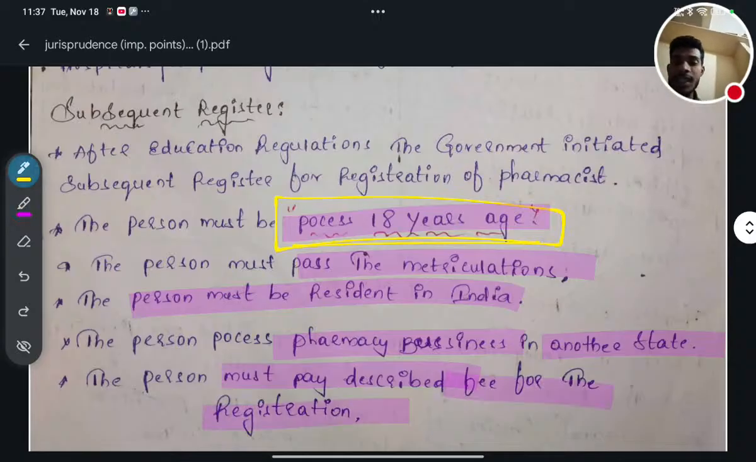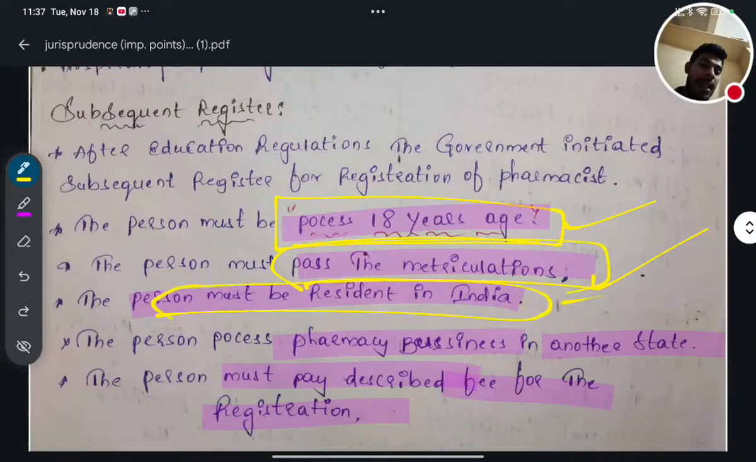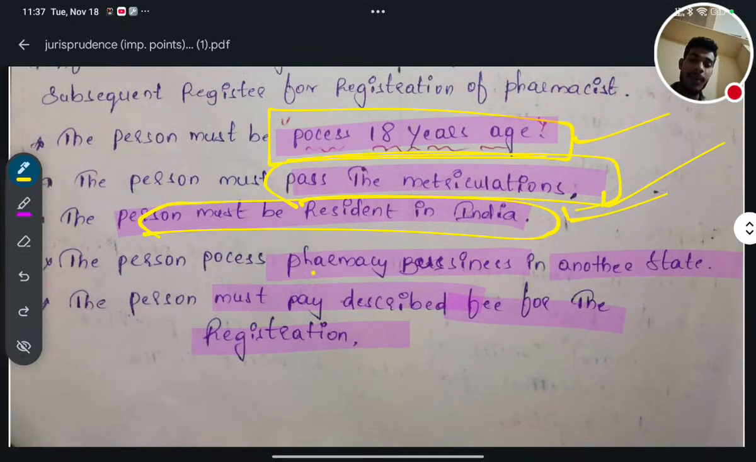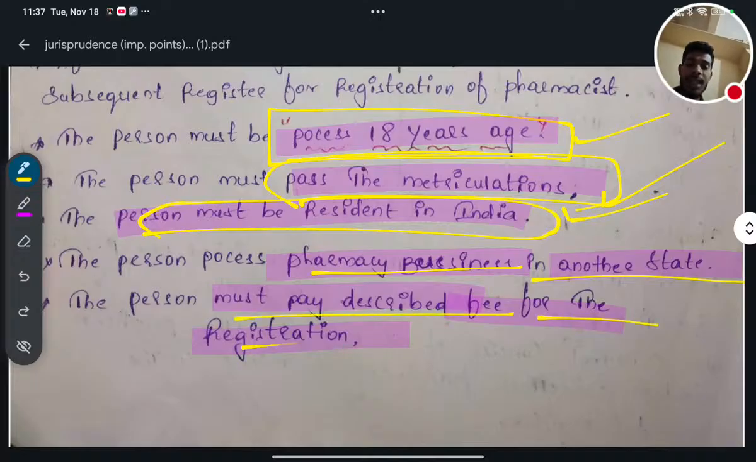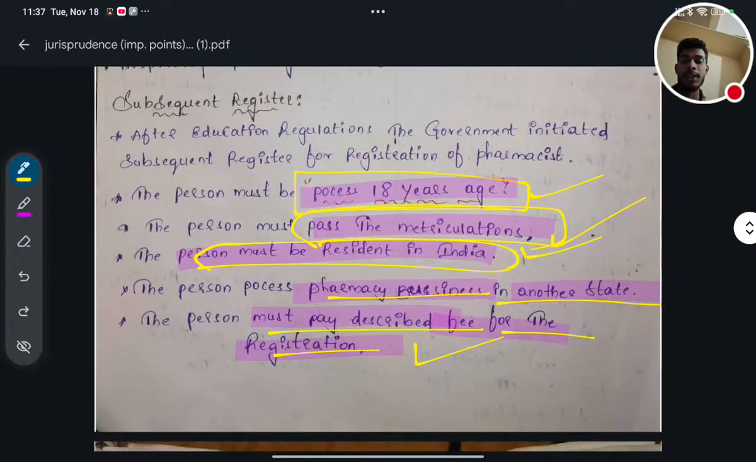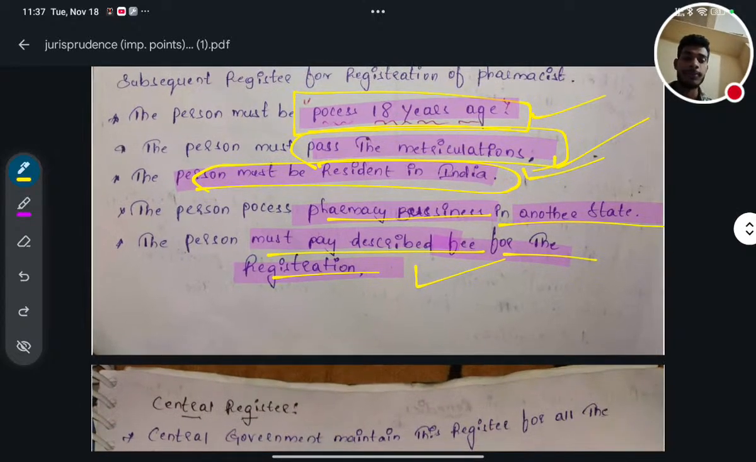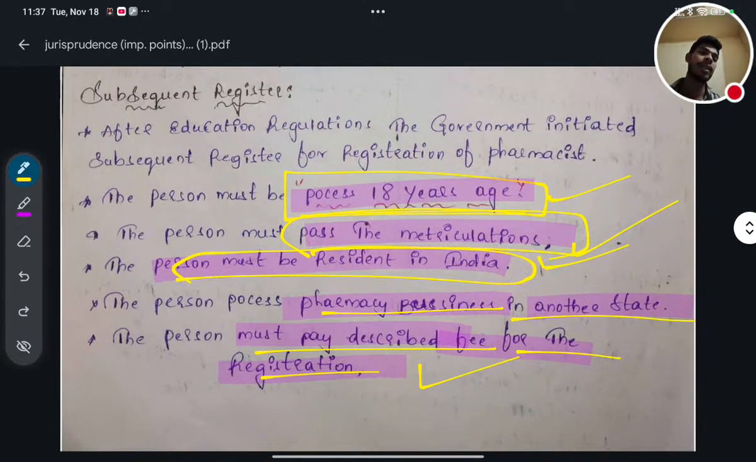Okay, now you will see how many conditions there are: four to five conditions. The first condition is that the person should be 18 or more than 18 years of age. Next, the person should pass the matriculation. Next, the person must be a resident of India. If he is an NRI, then the condition is different, but the person must be a resident of India. The person possesses a pharmacy business in another state, and the person must pay the prescribed fee for the registration. These are the 5 conditions for the subsequent register. You can take a screenshot and revise later.